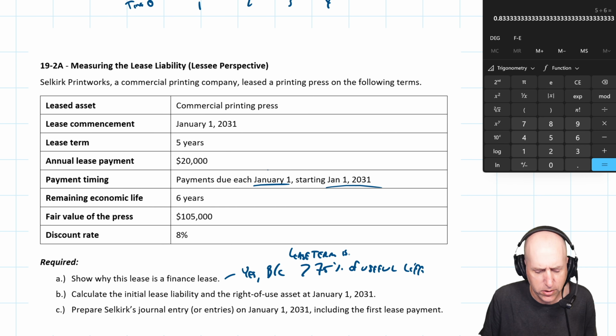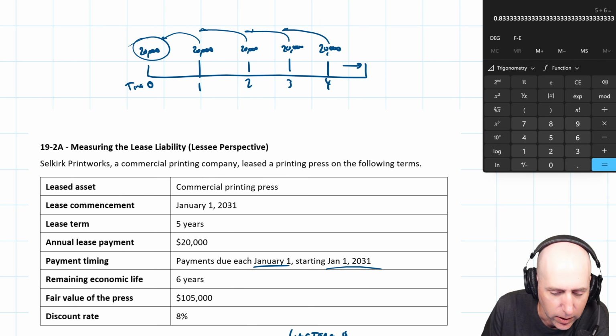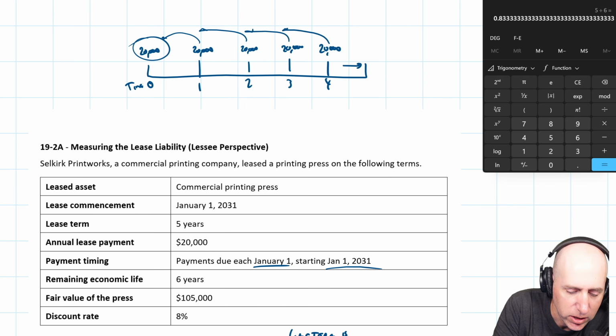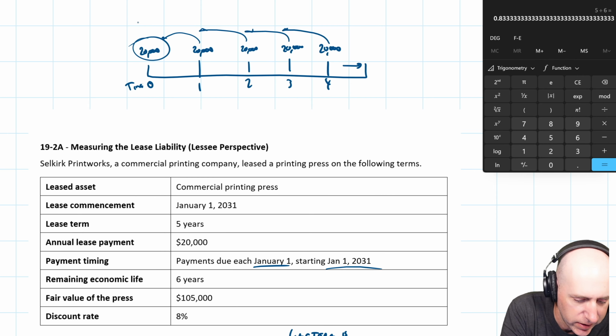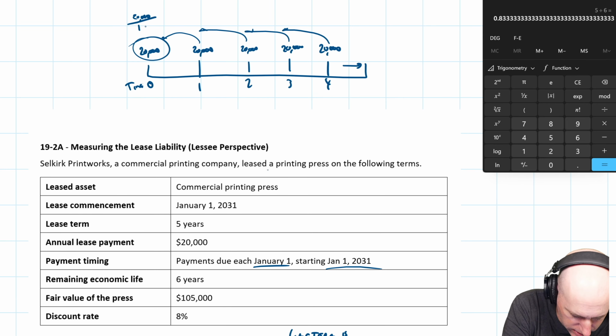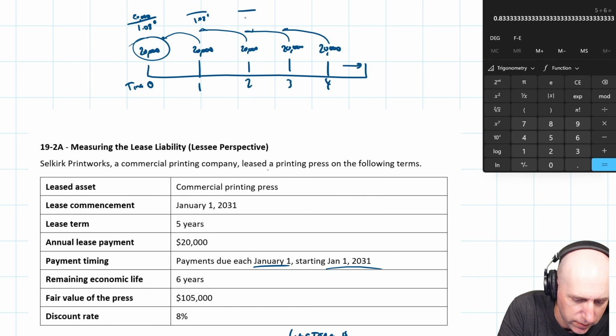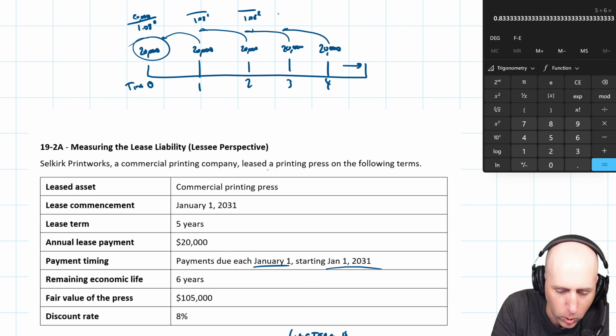It says calculate the initial lease liability and the right of use asset. We've got to figure out the present value of these payments. That's really what we're after. And so because of that, we could do 4 different calculations. So this is $20,000 divided by 1 plus the discount rate, 1.08 to the power of 0. And you'll find that's just $20,000. This is divided by 1.08 to the 1, divided by 1.08 to the 2. And you could do that, right? Just 4 of these calculations.